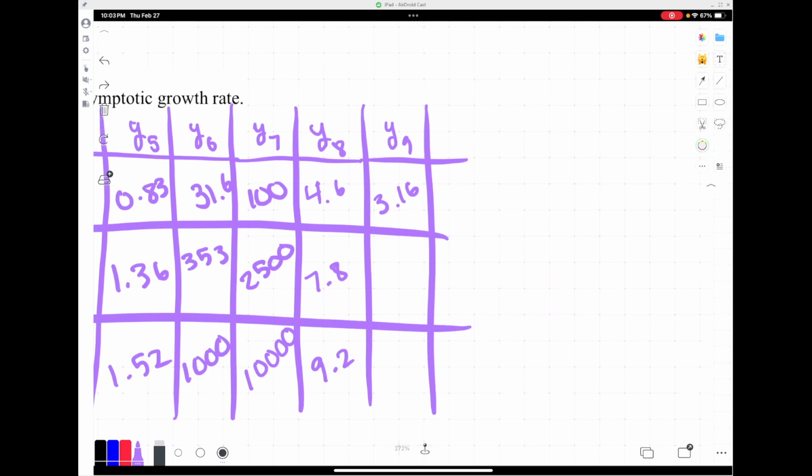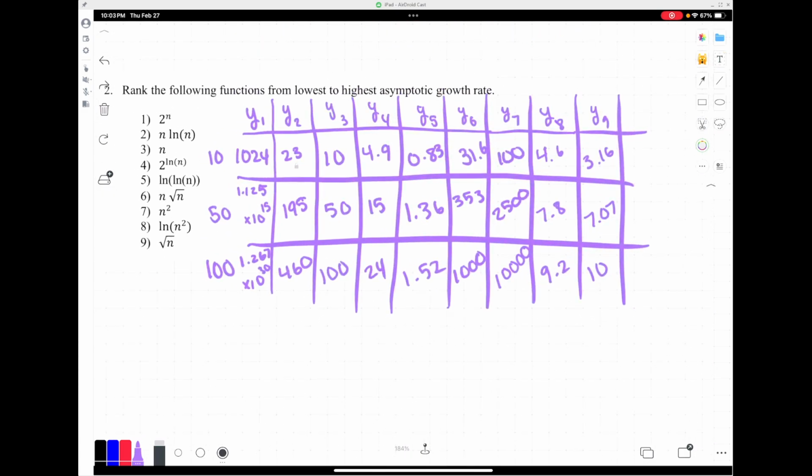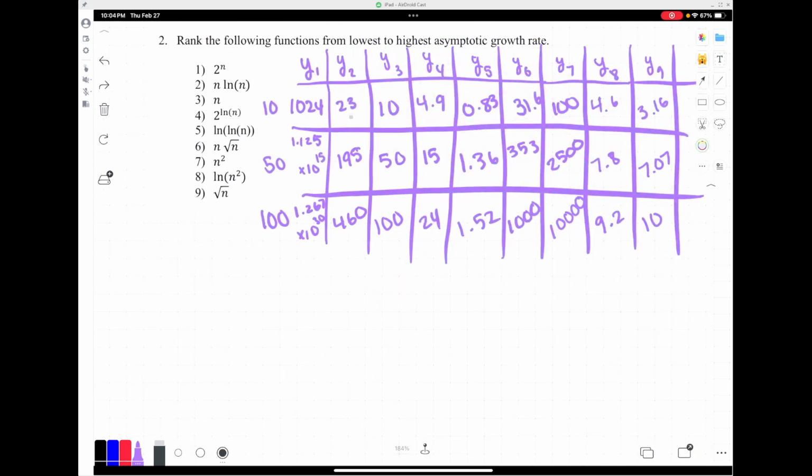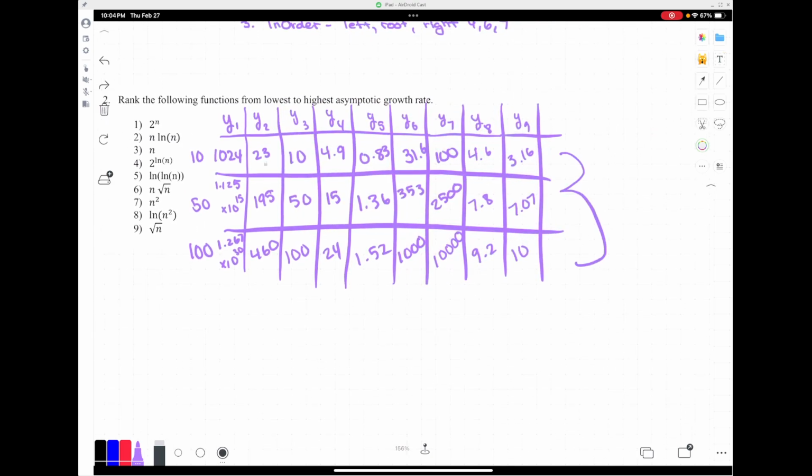Calculators are allowed on the test, so doing it this way shouldn't take too long if you have a calculator. And I think you could just memorize the answer, pretty sure, unless they change it. But okay, so we have our numbers, and we're gonna compare each one of these. The question is from lowest to highest, so which one grows slower?